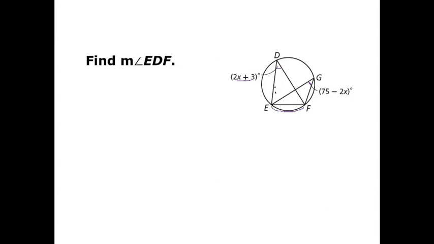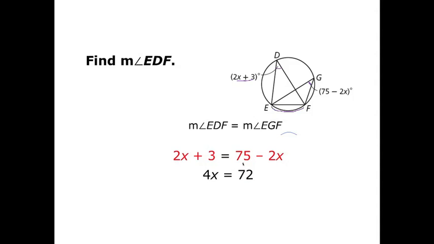So that tells me that angle D and angle G are going to be congruent to each other. So I'll set them equal. I'll add 2x over to the other side, subtract 3 to the right, having 4x equals 72, and dividing by 4 gives me x is 18. Since it asked me for the measure of angle EDF, I need to plug back into the 2x plus 3. So I get that the measure of angle EDF is 39 degrees.